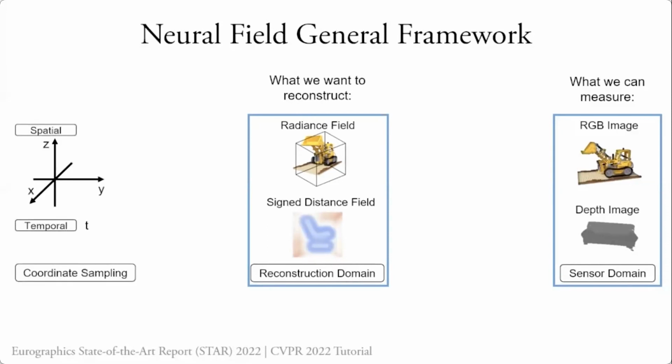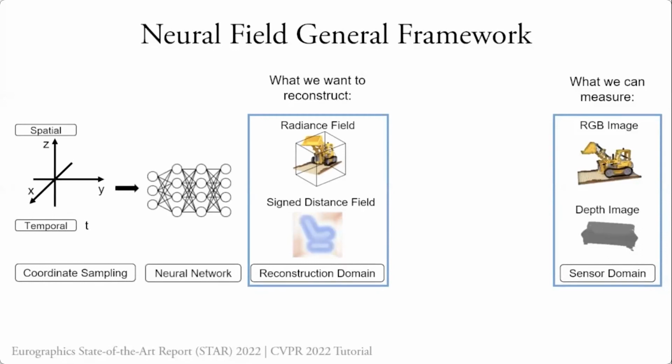And so we're going to set up a problem in which we sample space-time coordinates, x, y, z, t, pass these into a neural network, and ask the neural network to predict at each point in our 3D or 4D space what the value of this radiance field or signed distance field is.